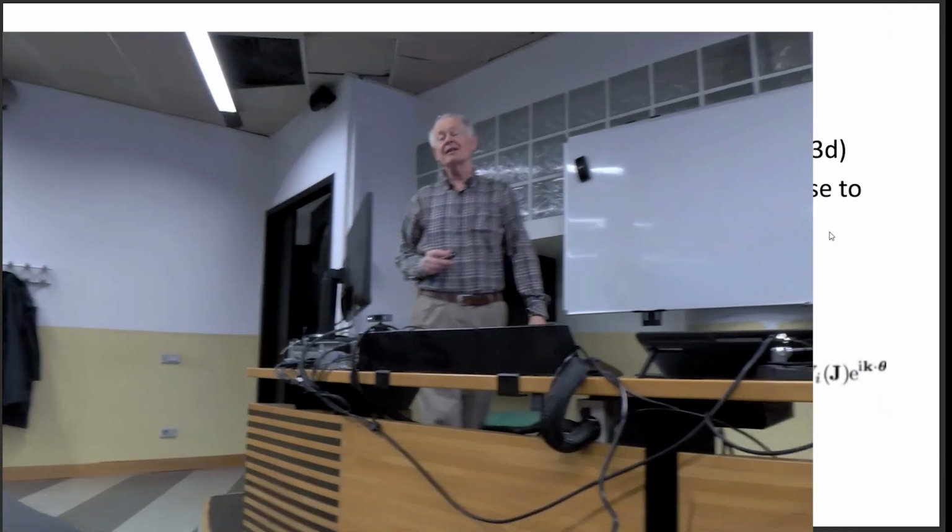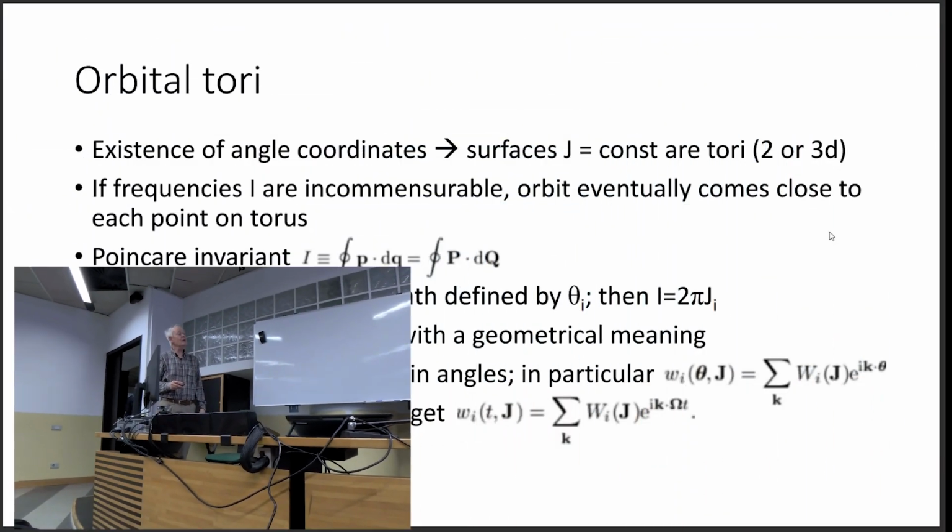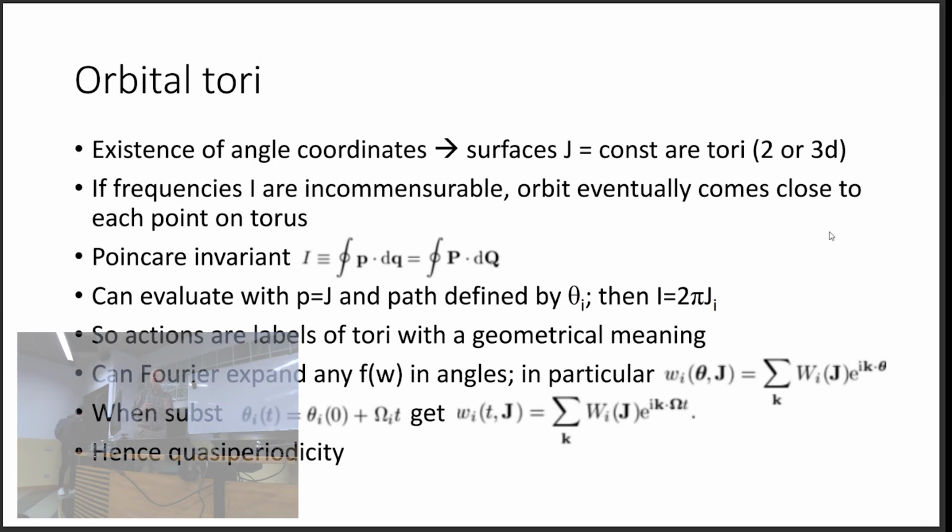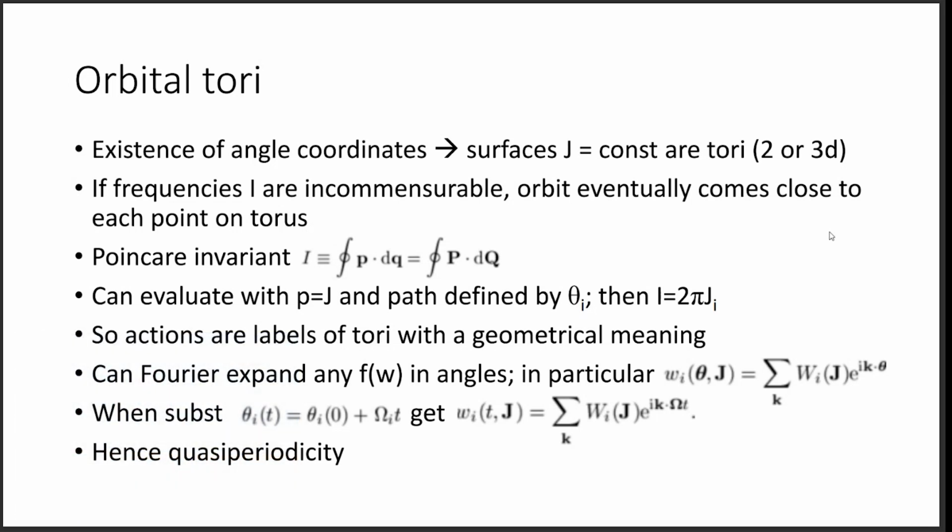Okay, so this is the last slide we had yesterday. Basically, we've used angle action coordinates to understand the quasi-periodicity of orbits in interesting potentials. And we have taken on board that the significance of the existence of angle action coordinates is that orbital surfaces, in phase space, orbits are confined to tori. In four-dimensional phase space, they're confined to two tori, so donuts. In six-dimensional phase space, they're confined to three tori, which are analogous to a cube with opposite sides identified.